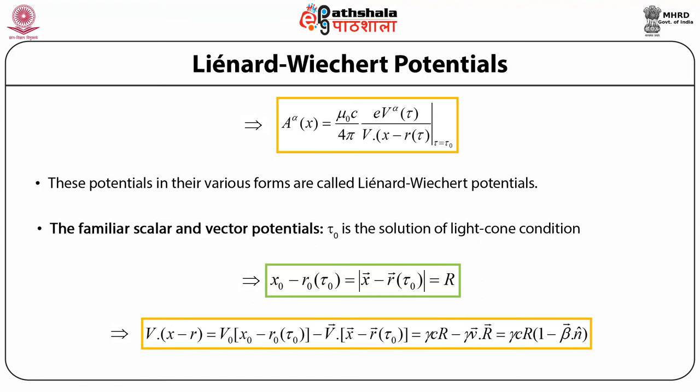τ₀ is the solution of the light cone condition, that is x₀ − r₀(τ₀) = |x − r(τ₀)| = r, which implies that v·(x − r) = v₀(x₀ − r₀(τ₀)) − v·(x − r(τ₀)) = γcr − γ v·r = γcr(1 − β·n̂).